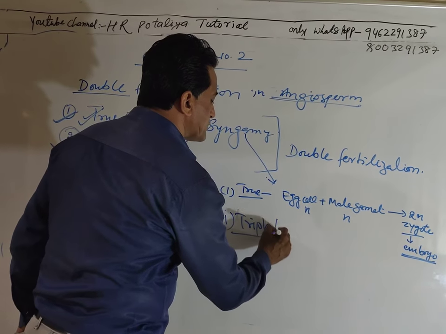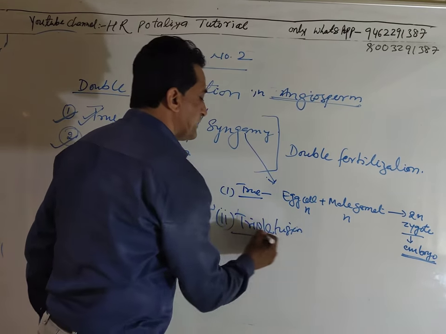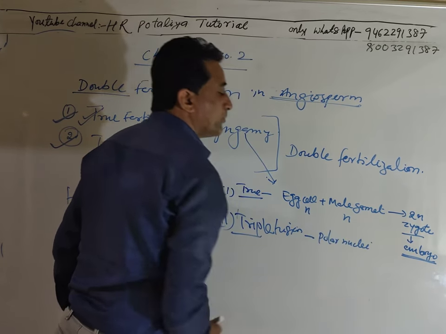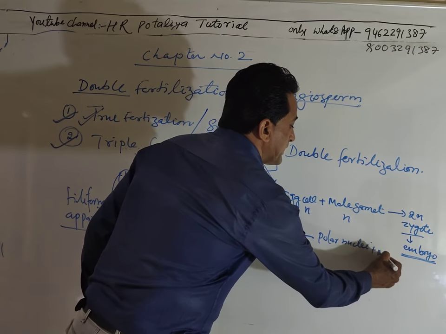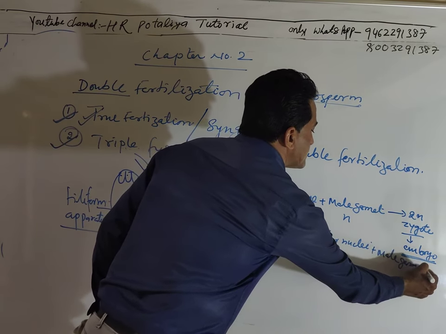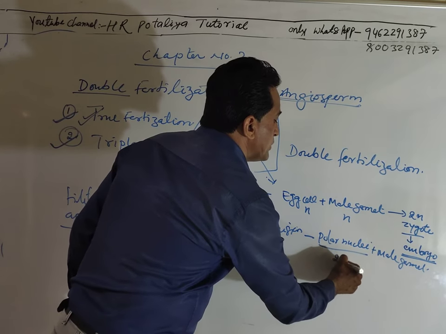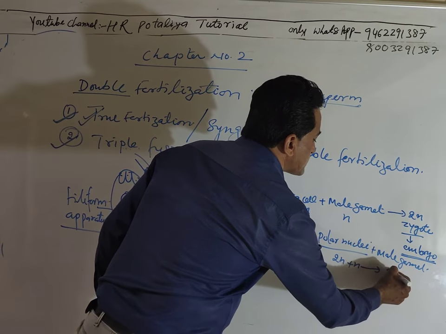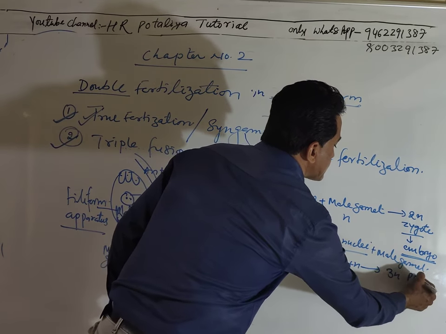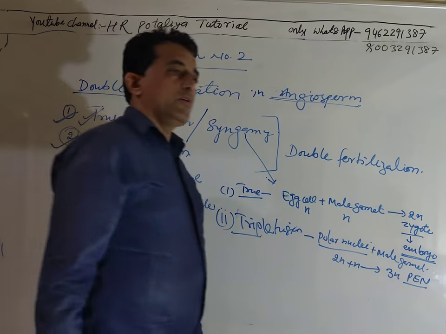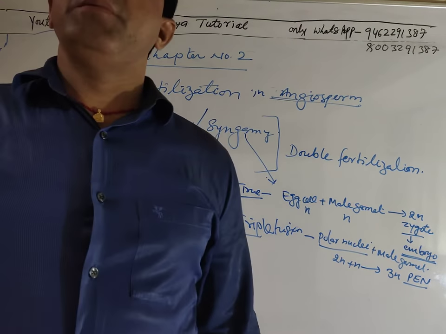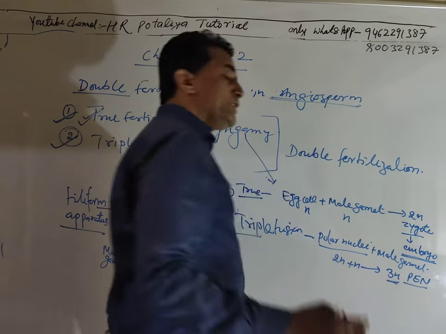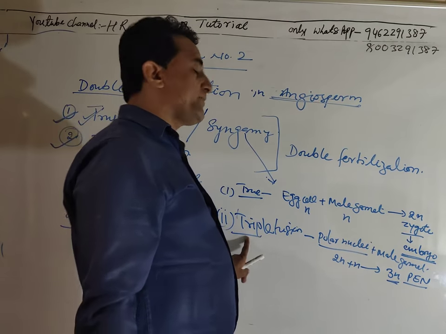In case of triple fusion, here is the simple aspect. First, polar nuclei plus male gamete. Polar nuclei is the 2N stage, and the male gamete is the N stage. N and 2N change into 3N, and that cell is known as the PEN, primary endospermic nucleus. PEN is the 3N stage. Three nuclei are fused, that's why it is a triple fusion.